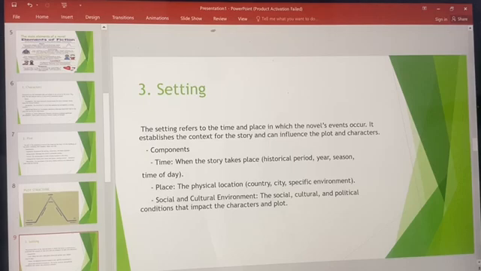Place, which means the physical location, country, city, specific environment. We have social and cultural environment, the social, cultural, and political conditions that impact the character and the plot.